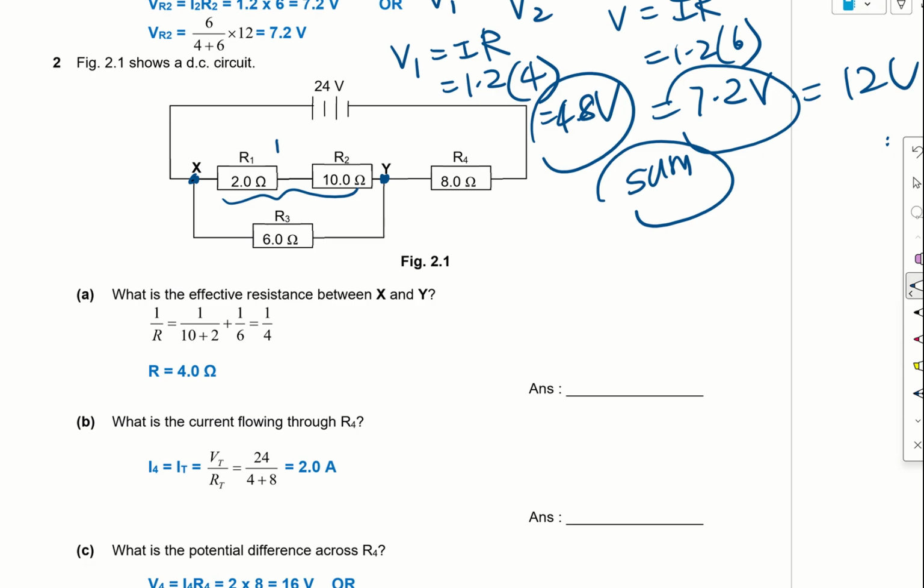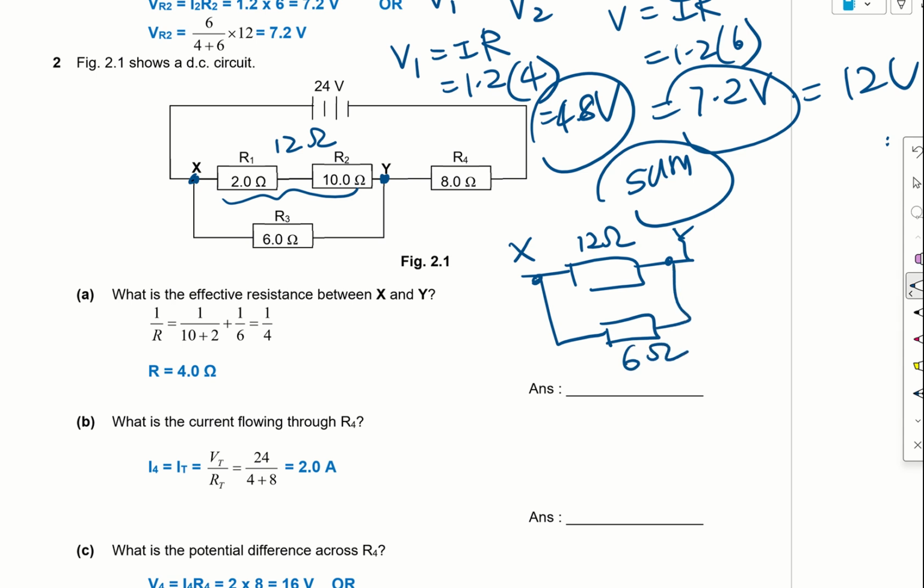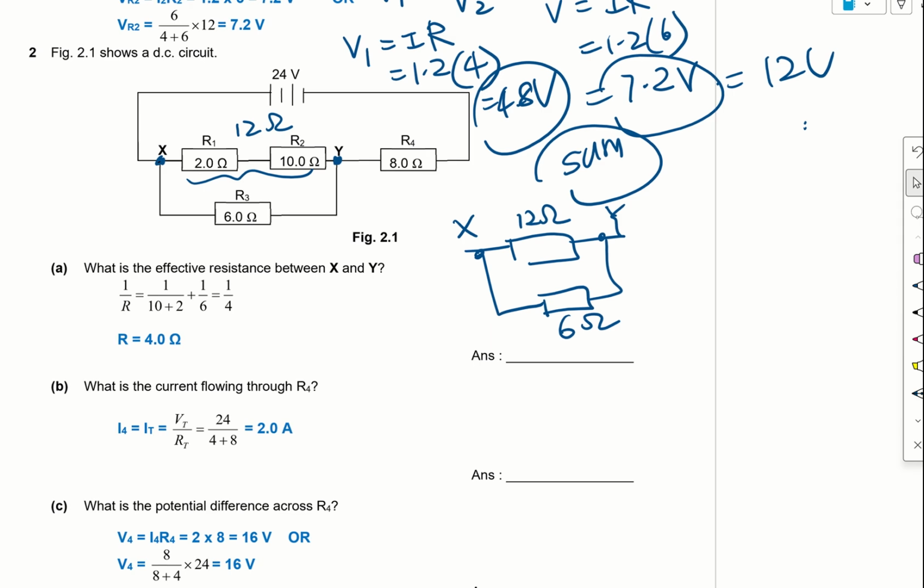So we can actually simplify R1 and R2 to be 12 ohm, and if I were to redraw, I will have 12 ohm here. So if this is my X and this is my Y, I would have R3, 6 ohm, connected in parallel. So I use the parallel resistor formula. I should be able to get 4 ohms. Okay, so please remember to flip, because once I get 1 over R equals 1 over 4, that is not the final answer. I need to flip so that I get R equals 4 ohms.